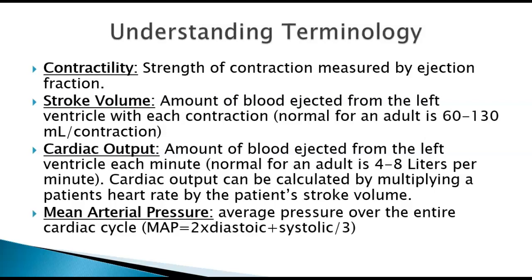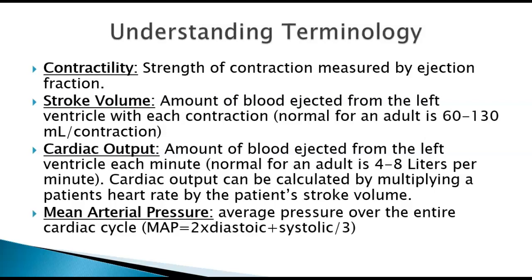Cardiac output is the amount of blood ejected from the left ventricle each minute. A normal adult has 4 to 8 liters. So you can use 5 or 6 as an average. Cardiac output can be calculated by multiplying the patient's heart rate by the stroke volume. That could be a question that you are asked in the CEN review.